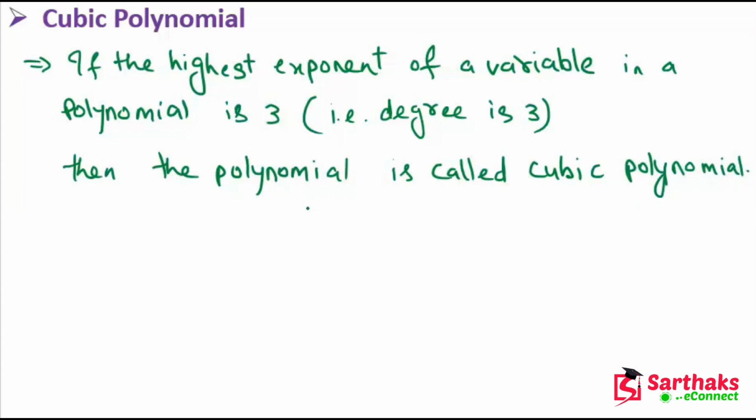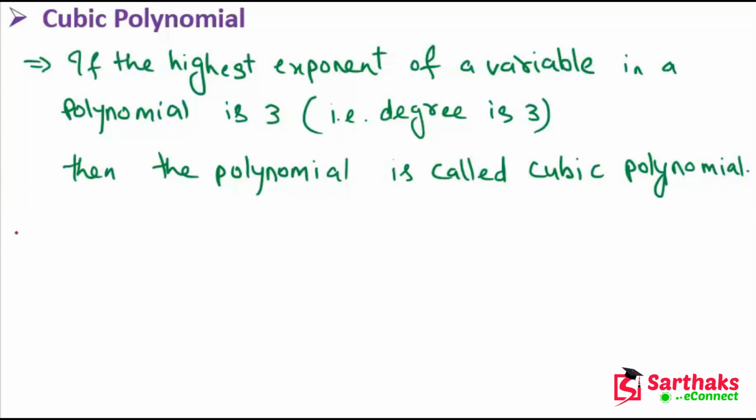A cubic polynomial in one variable has exactly 3 solutions, because it has degree 3, and a quadratic polynomial has 2 solutions. A linear polynomial has only one solution. So as the degree increases, the number of solutions increases.